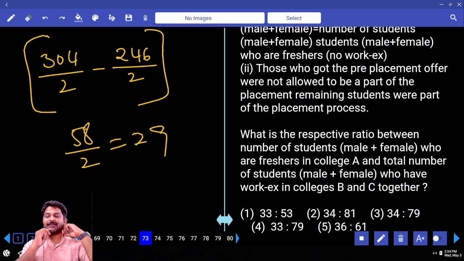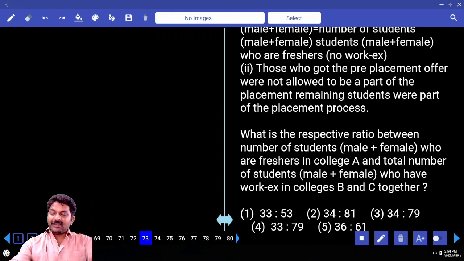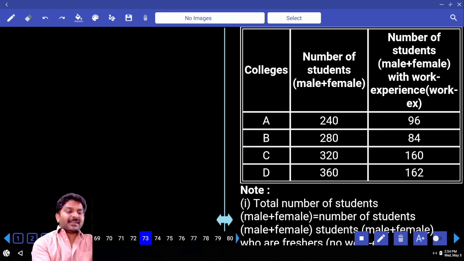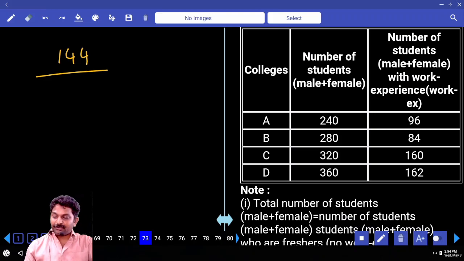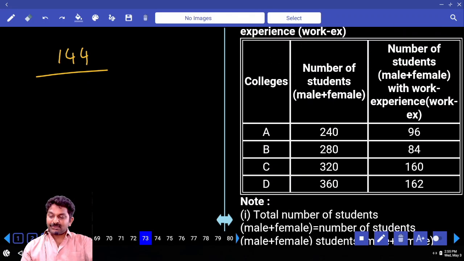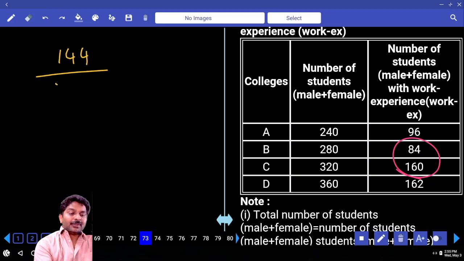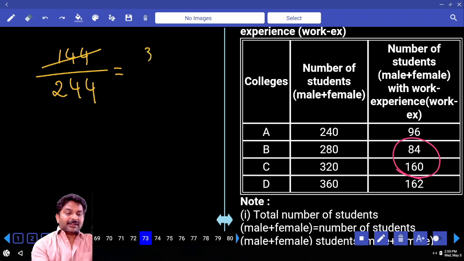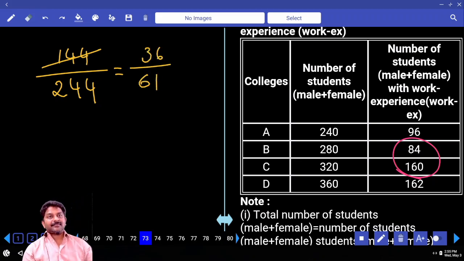What is the respective ratio between the number of students who are freshers in college A and the number of students who have work experience in B and C together? In college A, how many freshers are there? Just now we calculated, 144. Ratio between this number and those who have work experience from B and C together, 244. Cancellation with 4. 36, 61. Done?